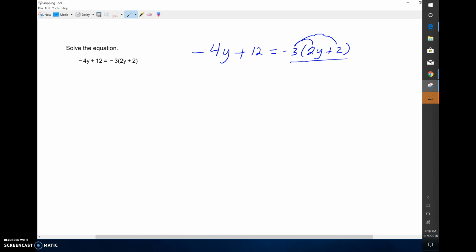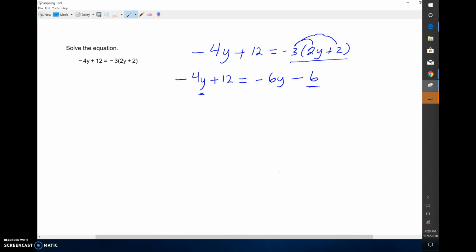So what I'm going to do is I'm going to rewrite the problem, and we have negative 4y plus 12 is equal to negative 3 times 2, which is a negative times a positive, gives you negative 6y. And then we have negative 3 times positive 2, which is negative 6. You notice that we have negative 4y plus 12 on the left side, and we have negative 6y minus 6 on the right side. I'm choosing to have my variables on the left side and my integers on the right side, okay?